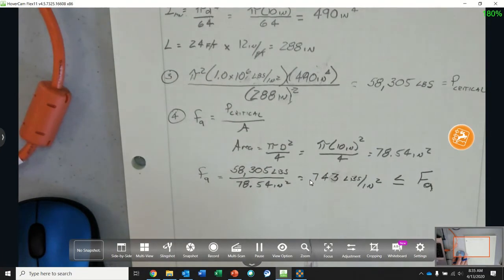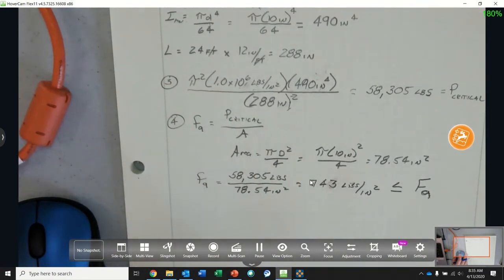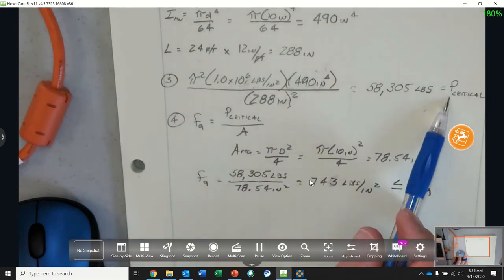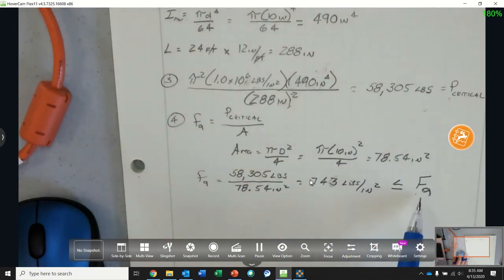So what we do in column design, we kind of do both at the same time. We see if we're not going to crush it, right? So we always have to check crushing, even though it's going to buckle first. Okay, so once we find that critical load for buckling, we always got to check that we're still below our allowable stress based on the tables.